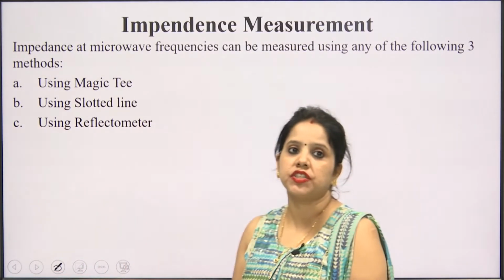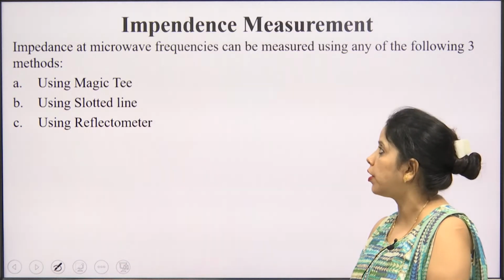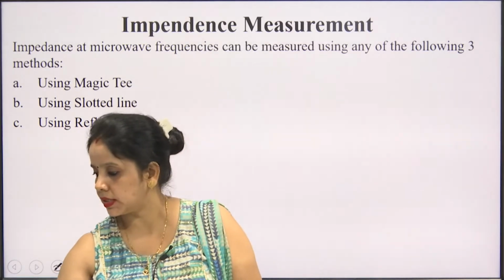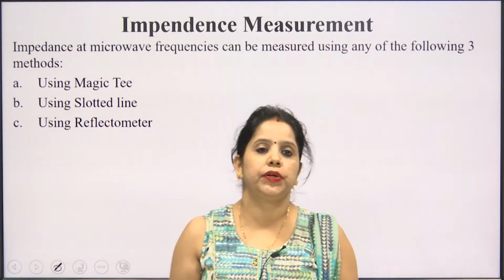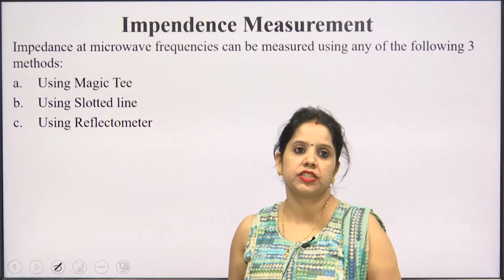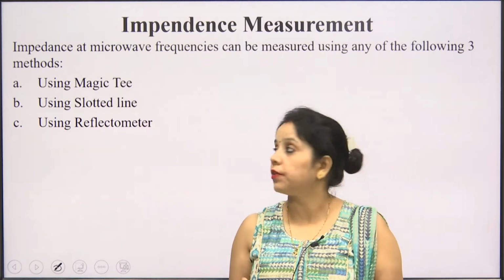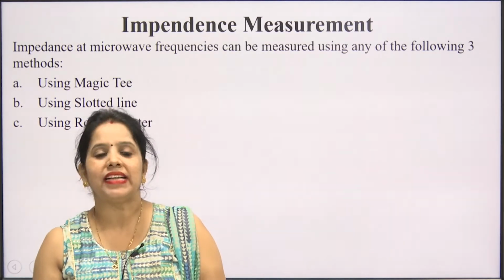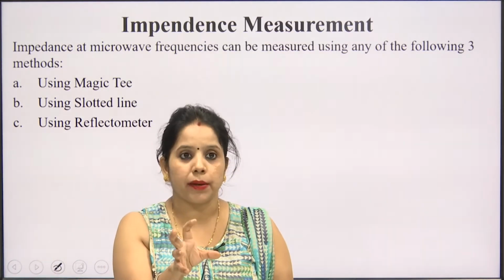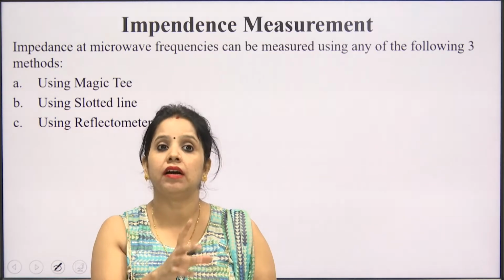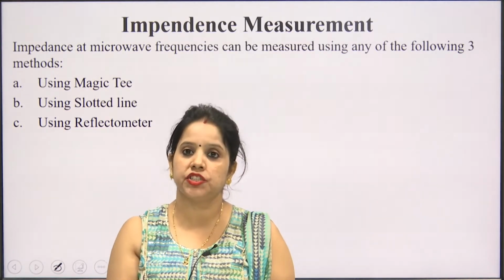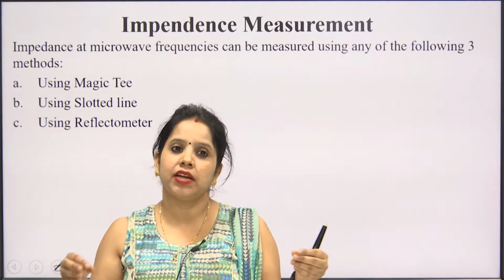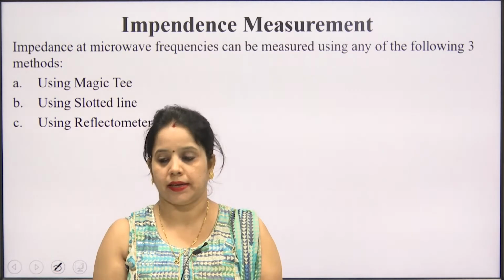Now comes the impedance measurement. Impedance measurement is one of the most important parameters in the measurement of our microwave devices, and in this case we are going to use three techniques for impedance measurement. First is the magic T, second is the slotted line, and third is the reflectometer. Reflectometer is a device, magic T is a passive component, about which we have already discussed in unit 2 of our microwave and radar engineering subject, and the slotted line is a general line in the microwave test bench. We have done various measurements with the help of a slotted line.